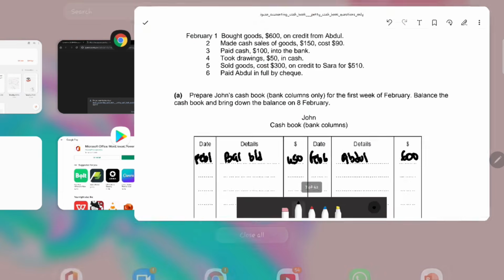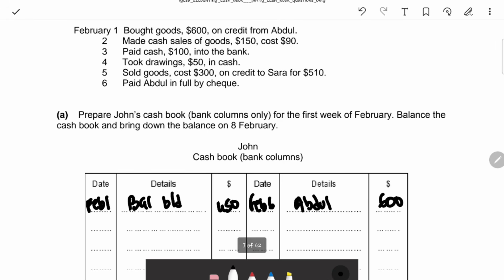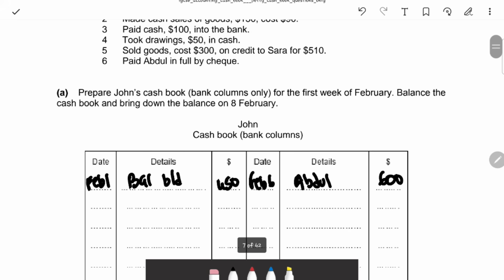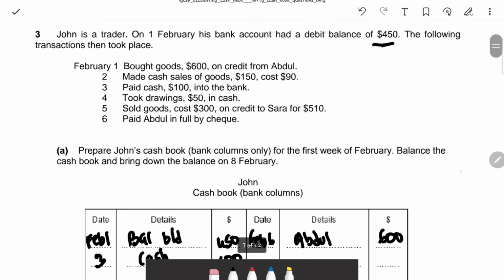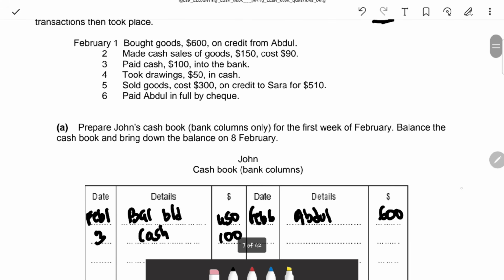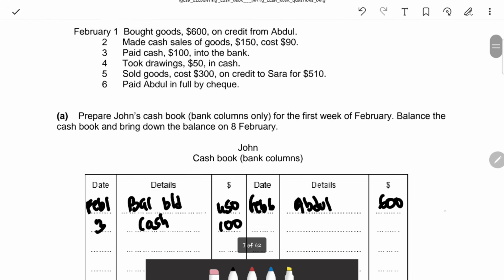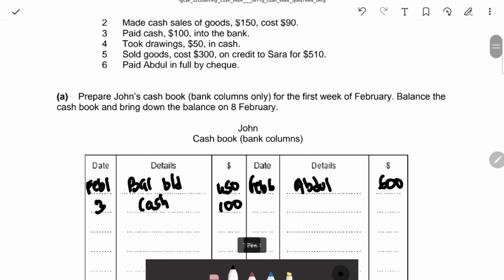Okay, the next one is we're paying cash $100 into the bank. So now that means you will have to credit cash but debit bank. So on 3rd Feb, we just say cash of $100. And then the next one is on 4th, we're taking drawings, $50 in cash. So we took drawings. Oh, sorry, even this you don't record, this is cash. So you have to be careful about that.